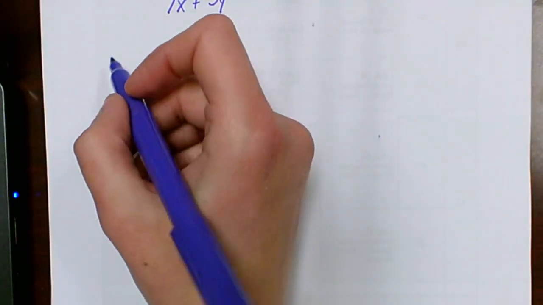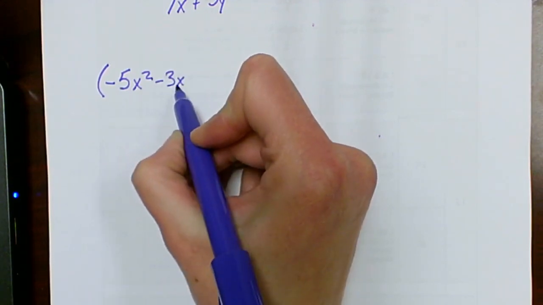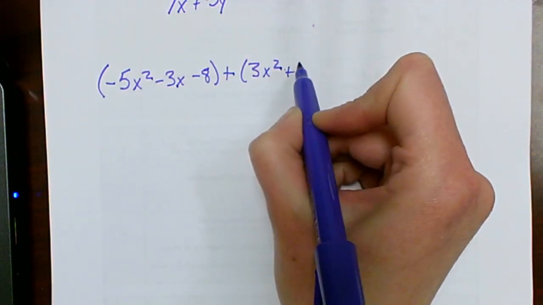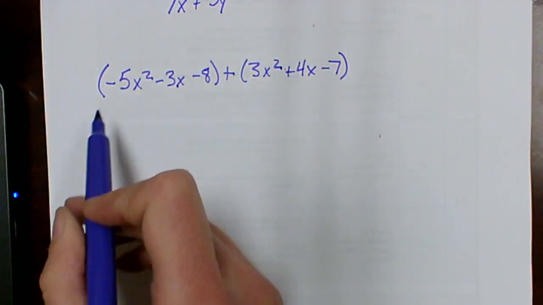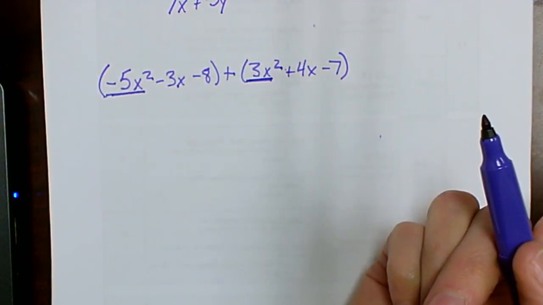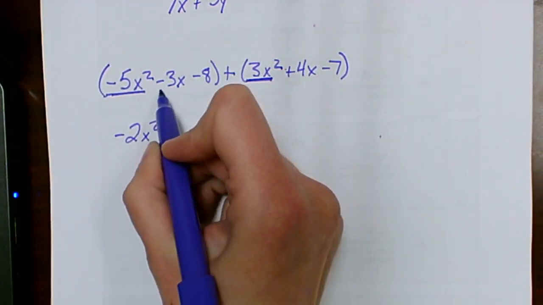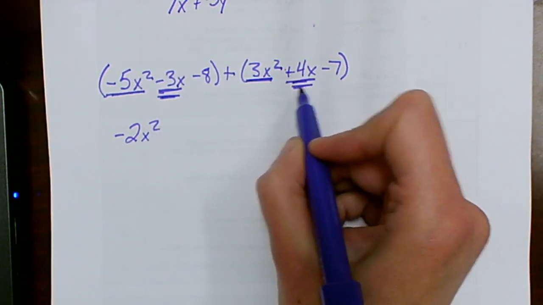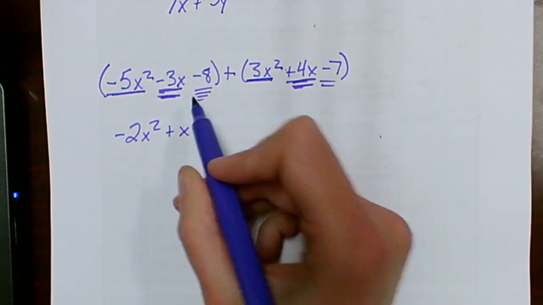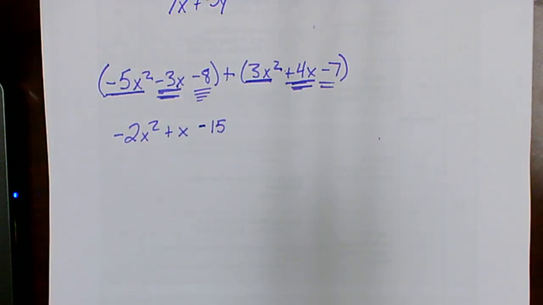So let's go ahead and add polynomials first. So we have negative 5x squared minus 3x minus 8 plus 3x squared plus 4x minus 7. So what we're going to do is add like terms. So we have x squareds first. So negative 5 plus 3 is negative 2. Then we'll have x squared. We have a negative 3x and a positive 4x. So we have a plus x. And then we have a negative 8 plus negative 7, which is a negative 15. And we're finished.